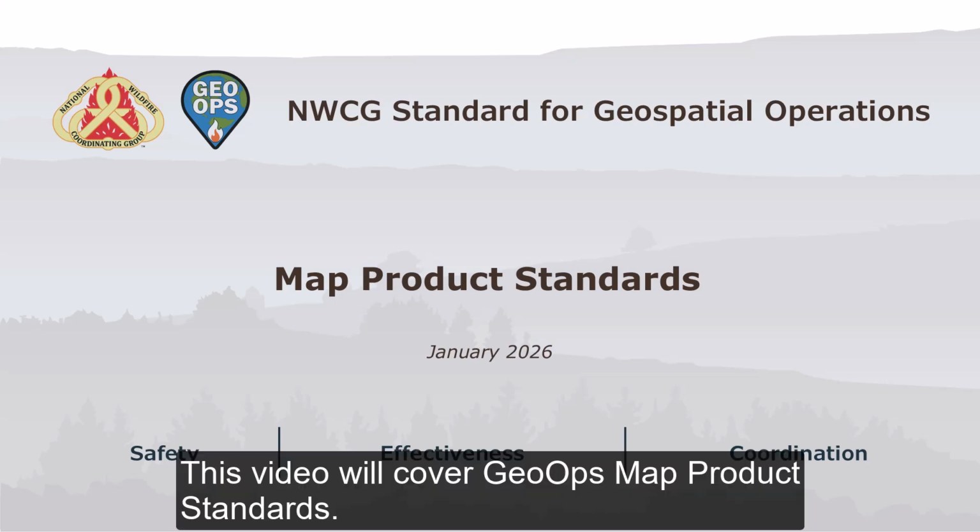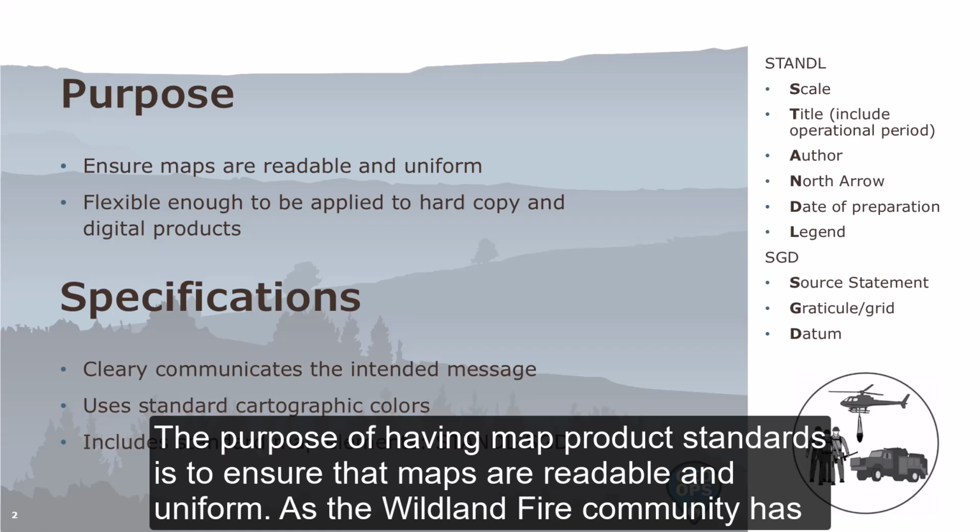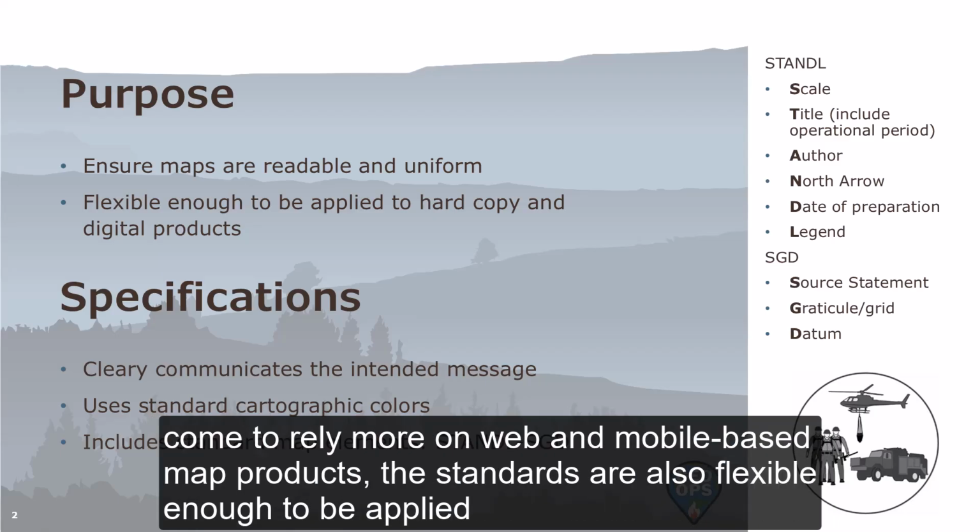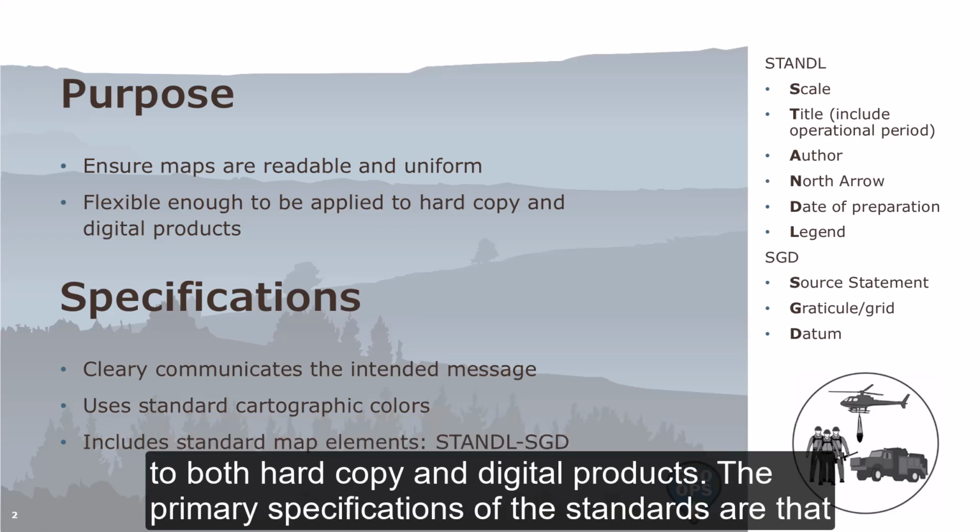This video will cover GeoOps map product standards. The purpose of having map product standards is to ensure that maps are readable and uniform. As the wildland fire community has come to rely more on web and mobile-based map products, the standards are also flexible enough to be applied to both hard copy and digital products.